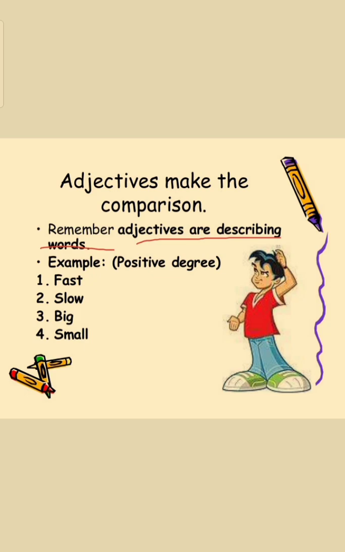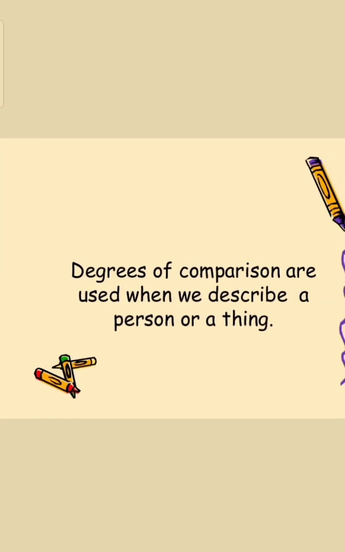Adjective কি কৰে? It describes either a noun or a pronoun. Yes, it talks about the qualities of a noun or a pronoun, right? So these are the examples of adjective: fast, slow, big, small, right? Okay, now let's move to degree of comparison.